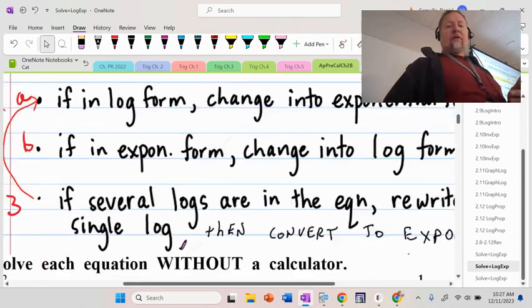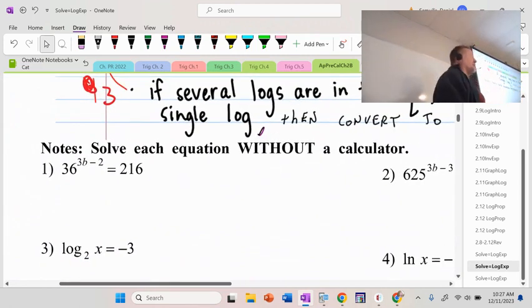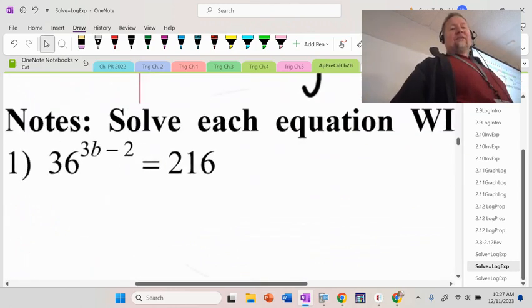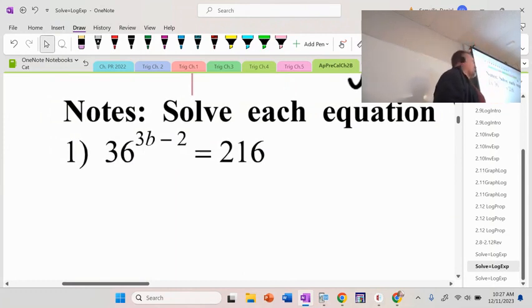Now, you got the thing in front of you. What is the main passive-aggressive word in these directions? Without. Okay? So that implies I need to get equal bases. So number, I think it's 11 in your homework. You got to get equal bases.